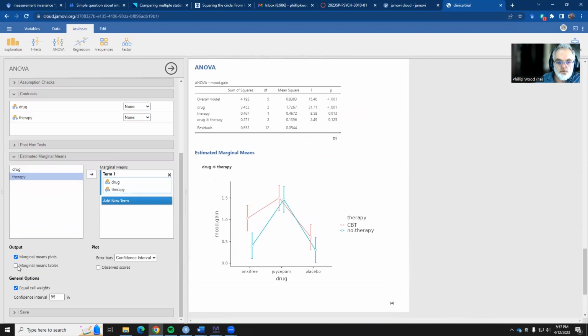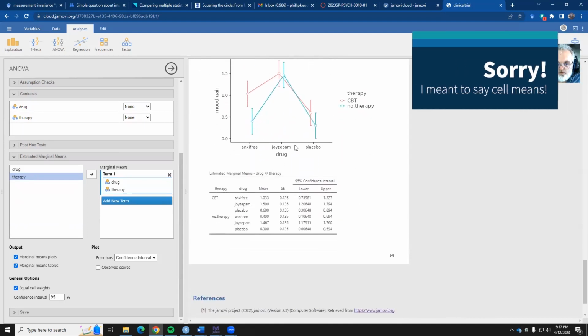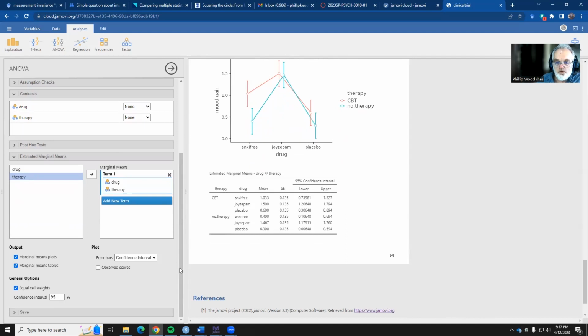If you want, you can also generate a table of the marginal means. In other words, this is a picture up here, and downstairs we have means. And we can also get the confidence interval on each of the means for each of the drugs within the different conditions to get an idea of what the differences look like.